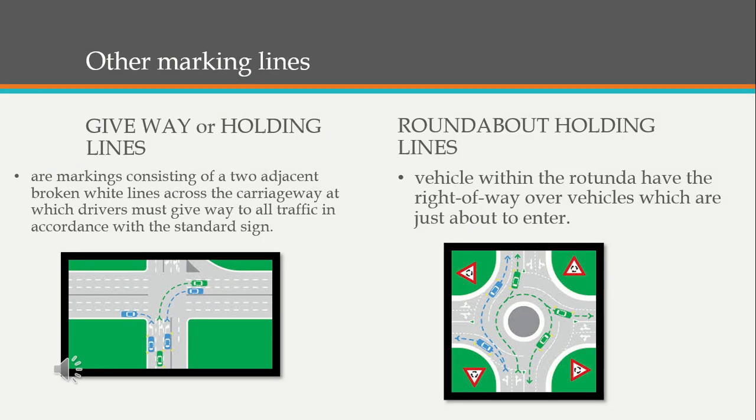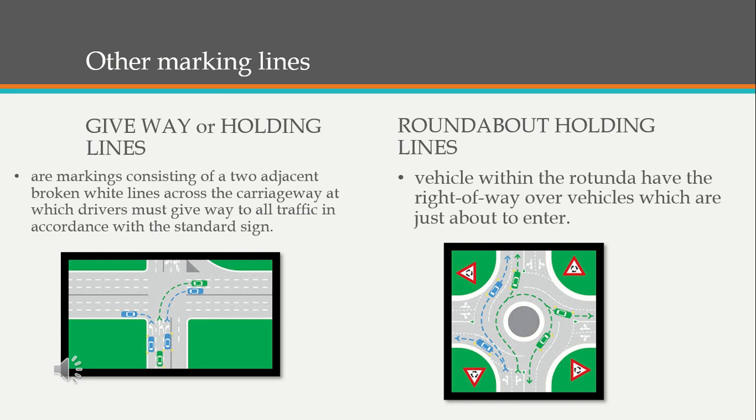Next is give way or holding lines, markings consisting of two adjacent broken white lines across the carriageway at which drivers must give way to all traffic in accordance with the standard sign. It is 300 millimeters wide with 9 segments, 600 millimeters long, separated by 600 millimeter gaps.